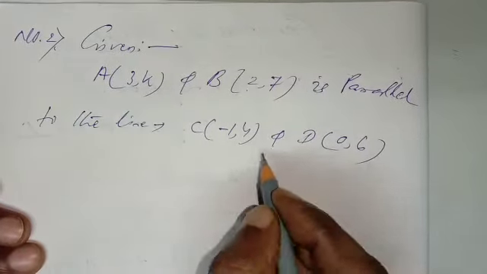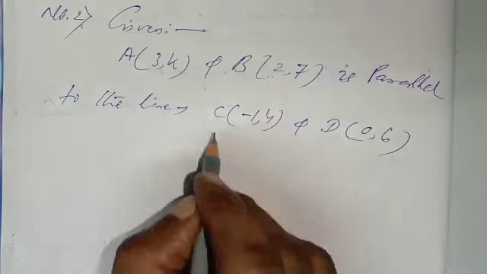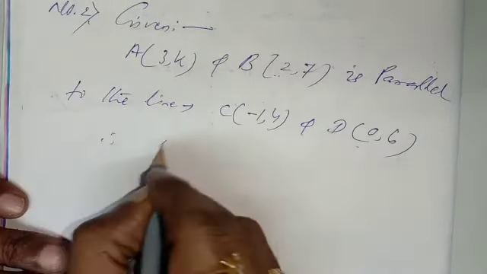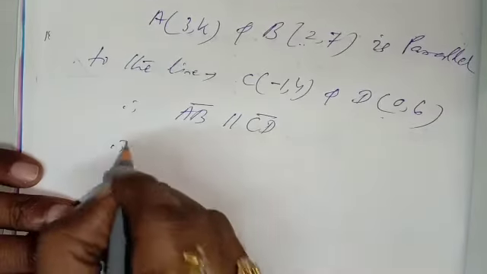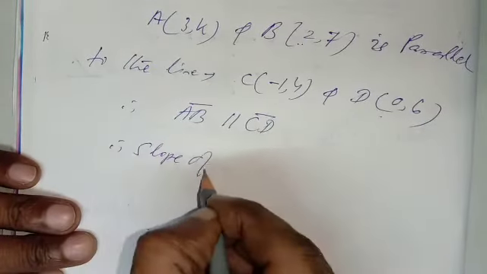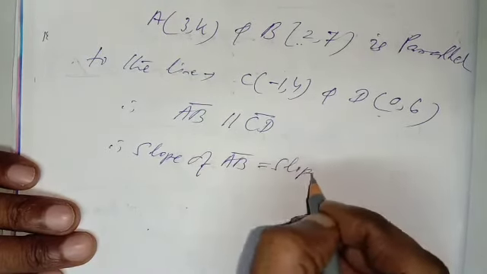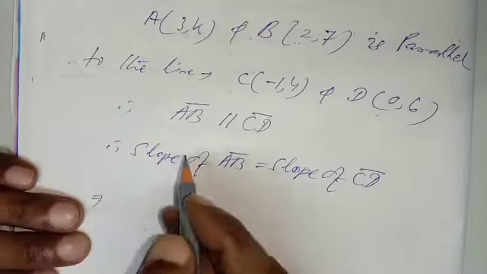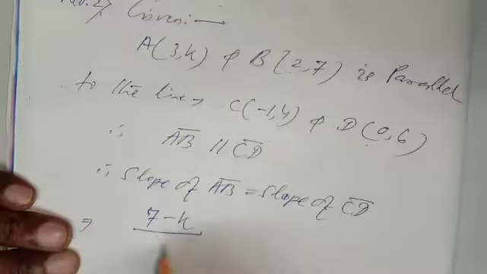That means if you join AB, you get a line, and this line is parallel to CD. Therefore, AB is parallel to CD. So the slope of AB is equal to the slope of CD, as the two lines are parallel to each other. How will we find the slope of AB? The difference in y coordinate, that is 7 minus k, divided by the difference in x coordinate, 2 minus 3.